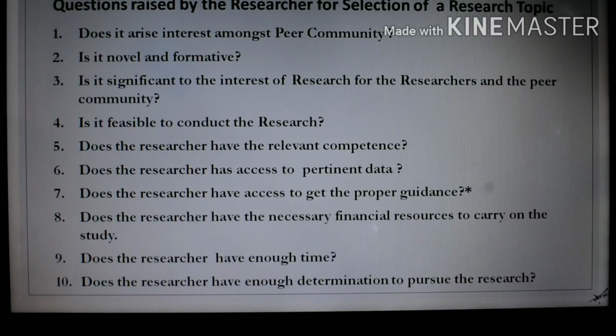Does the researcher have enough time? Time plays a significant role in research, so we have to consider the time factor also while selecting the topic. Does the researcher have enough determination to pursue the research? So these are all very important things the researcher has to consider when selecting a research topic.